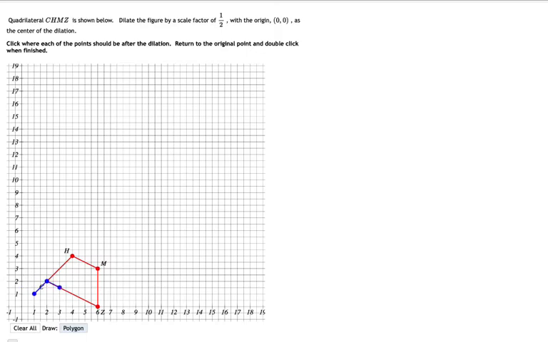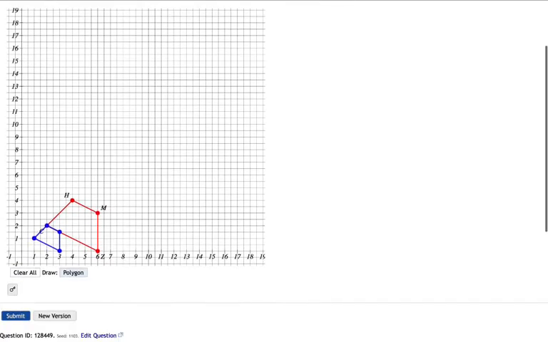And then we do the same thing for Z. Go back to the origin. Notice that we do not have to go up to get to Z. We're simply going to the right 6. Half of that is 3, and then always return from where you started.